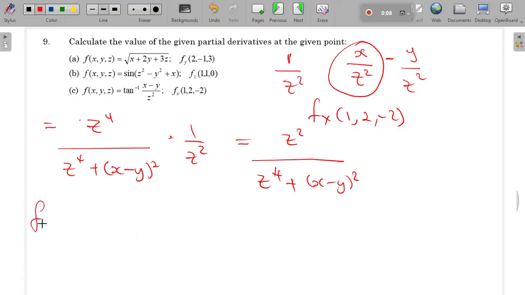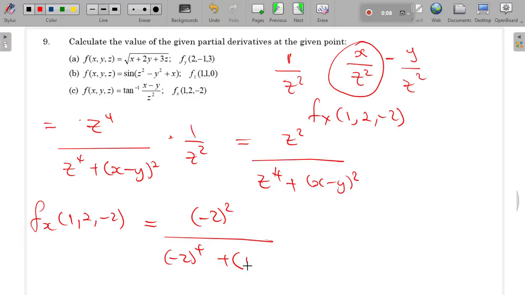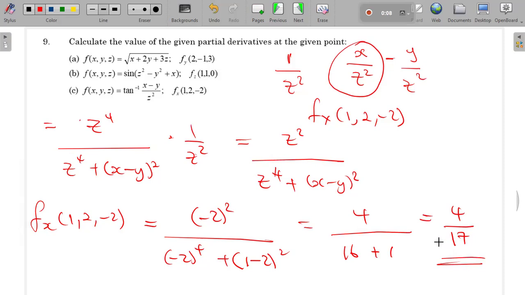Then they're telling us the point is (1, 2, negative 2), so I replace these points in there. My z is negative 2, so that's squared, giving 4 on top. Then negative 2 to the 4th gives me 16. Plus my x is 1 and my y is 2, so x minus y is negative 1, and negative 1 squared is positive 1. So this just gives me 4 over 17, which is going to be my answer.